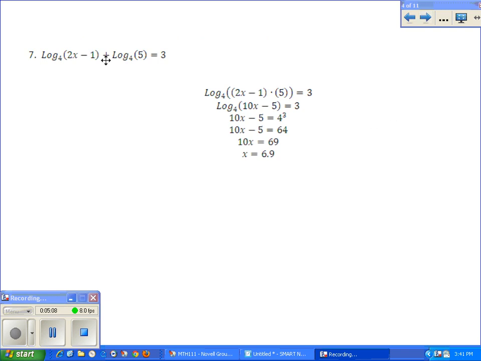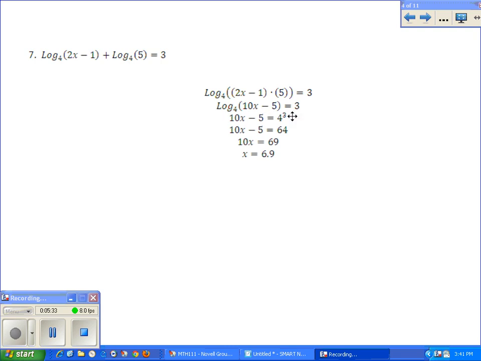This problem is a log equation. I've got the sum of two logs equal to a constant. Using the property of logarithms, since I have a log plus a log, I can combine them into a single logarithm using multiplication. So I've got the log base 4 of 2x subtract 1 times 5, combined into a single logarithm. And then went ahead and simplified that for 10x subtract 5.